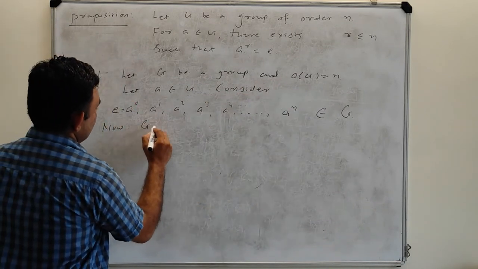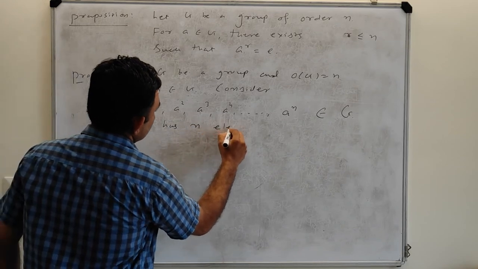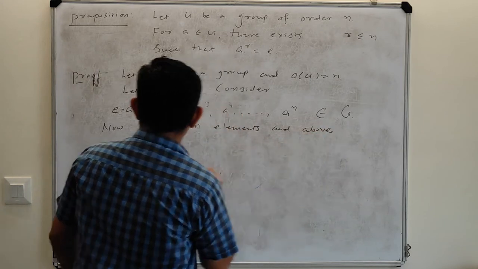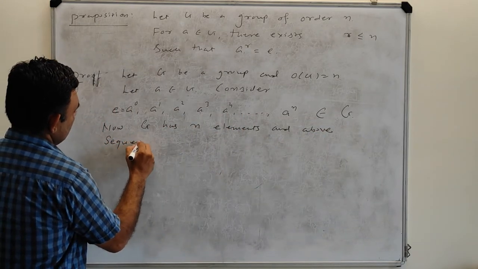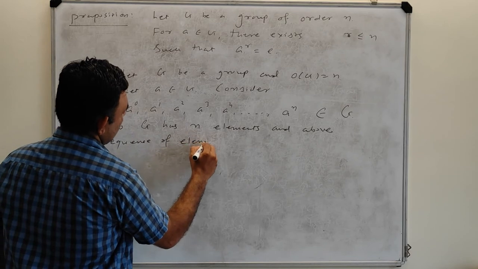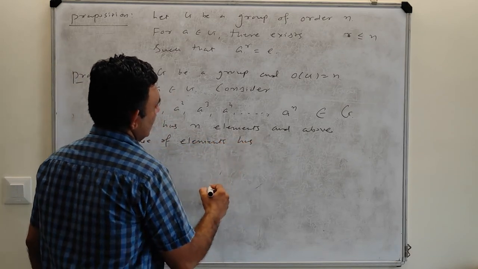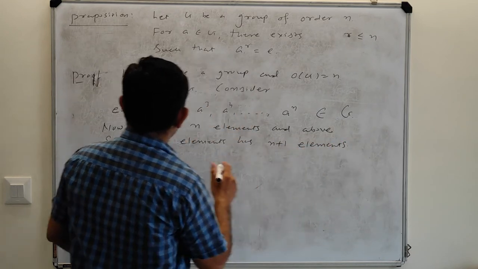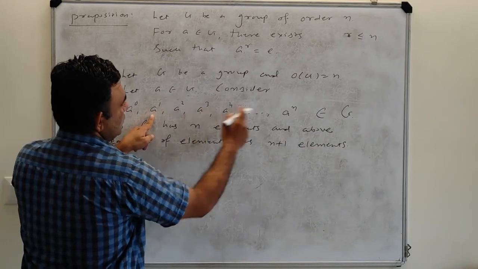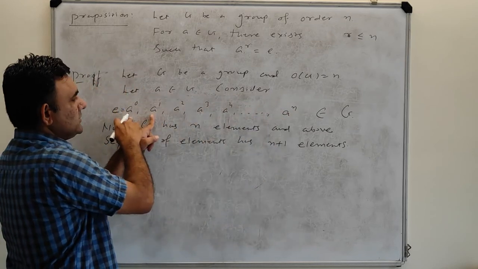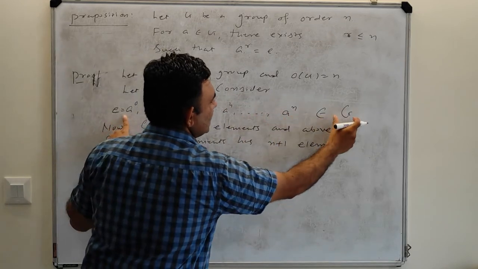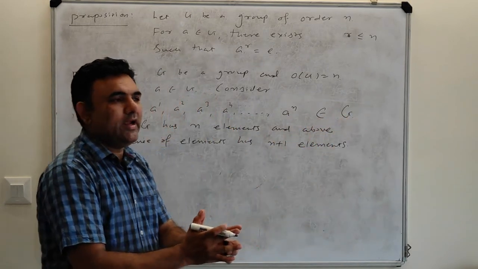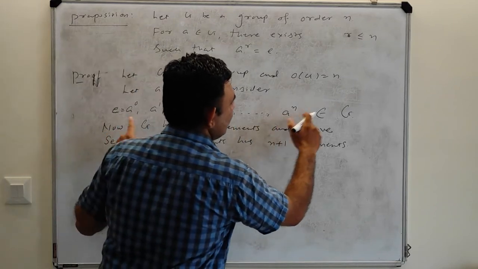Now G has n elements and the above sequence of elements has n plus 1 elements. So see, it is 1 to n, so these are n, and a raised to 0, that is n plus 1. So these are n plus 1 elements in G, and G has already n elements. G contains only n elements, and here we say that these n plus 1 elements are in G.